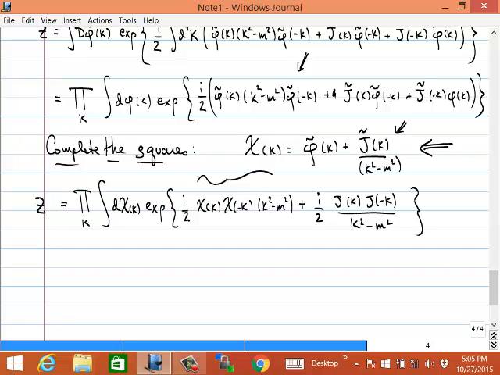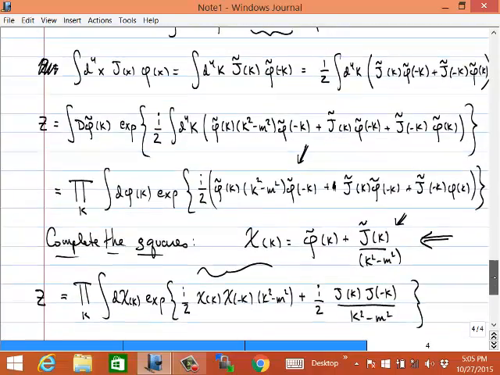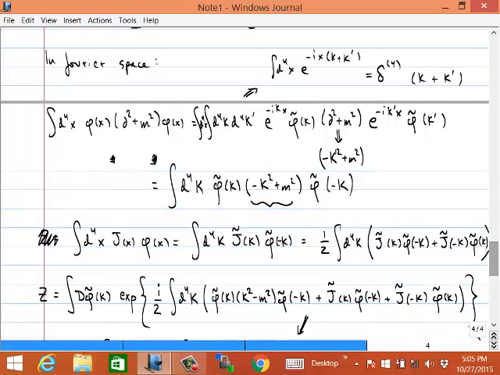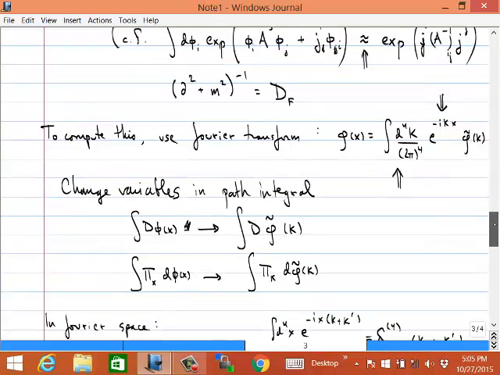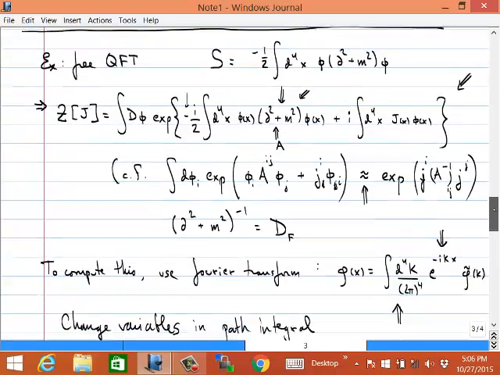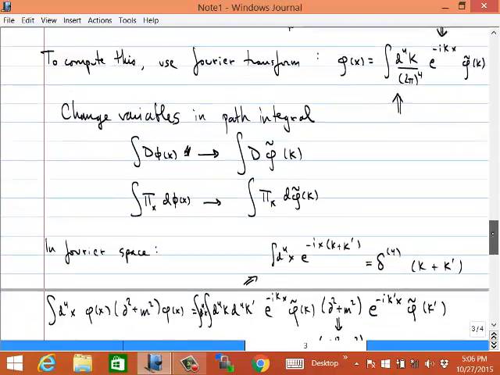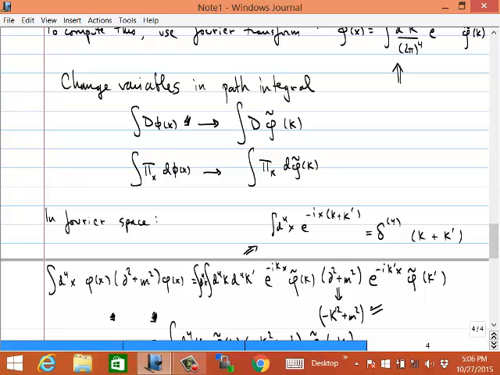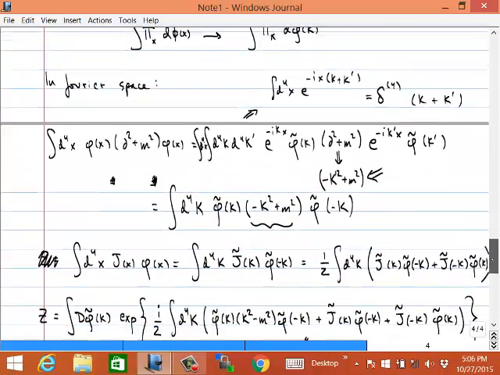Yes, question. In the various integrals, where does the k squared minus m squared come from? That is the kinetic term, right? So this derivative, so remember the action? Good. So the action here is d squared plus m squared times phi. When you go to Fourier space, that becomes k squared plus m squared, because d squared plus m squared of e to the i kx is k squared plus m squared. And then we're just carrying it through the various different terms here.